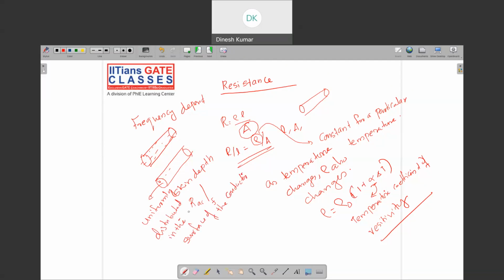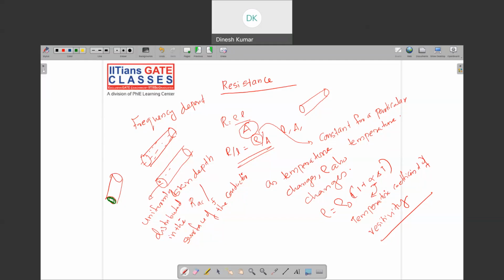That means current may not be uniformly distributed in the surface of the conductor. So if I explain like this, these are important parts they will ask you in the interview. So I will just draw this. Something like this, only this much of part will have the current flowing near the surface. This particular region, so the area of the cross section will actually be lesser, if you think of it this way.